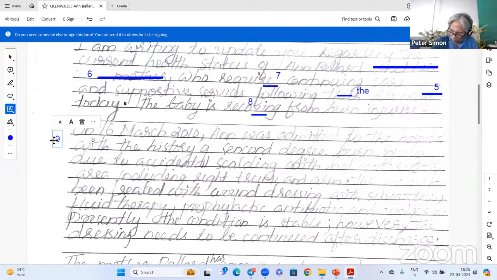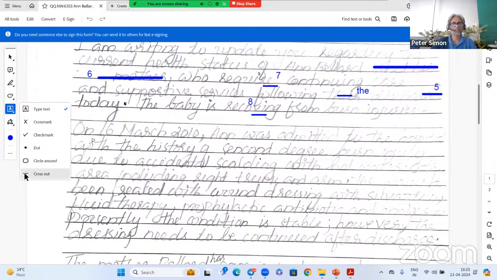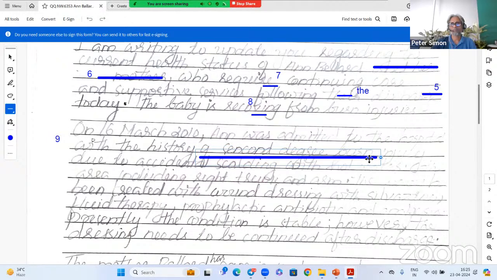Number 10. Okay. On 16 March 2010, Anne was admitted to the hospital with the history of a second degree burn. Only one burn. Only one burn. Second degree burns. Burn. No, burns.